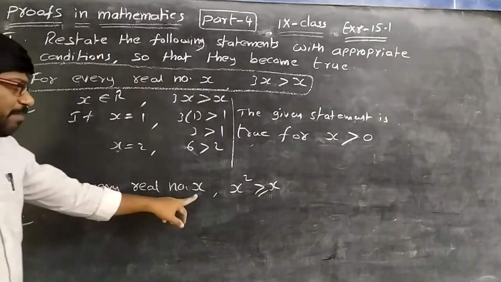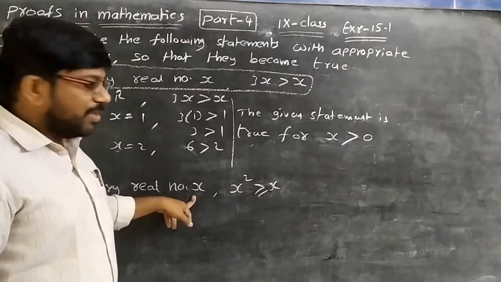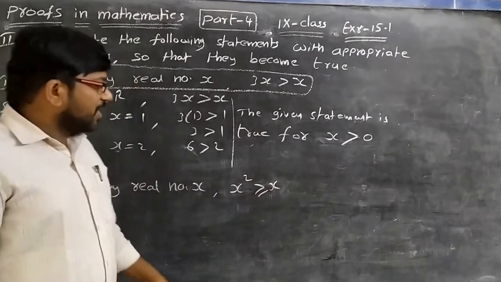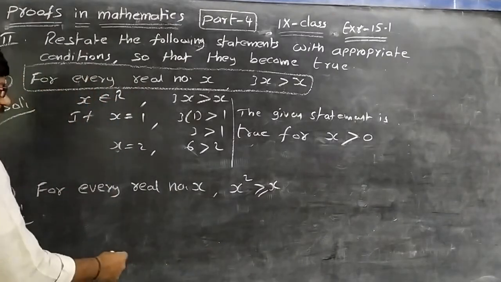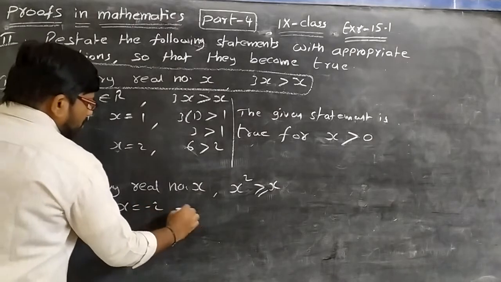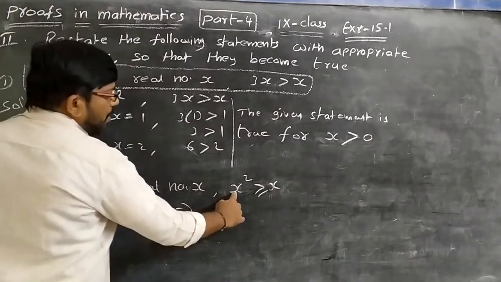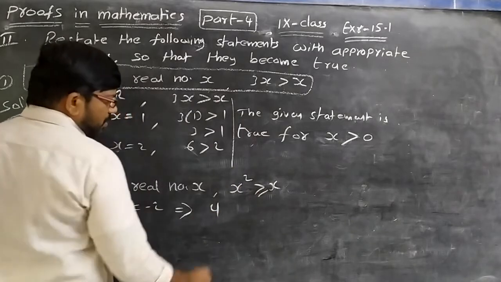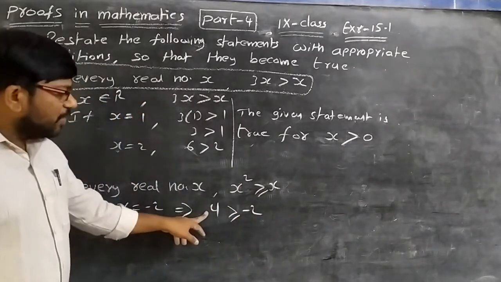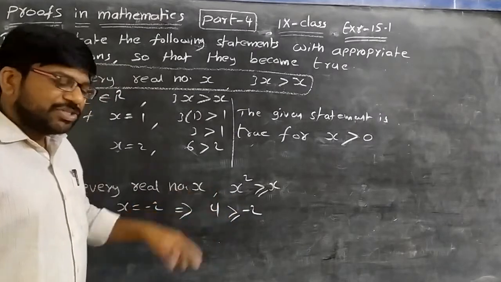For every real number x, x square is greater than or equal to x. Now take any x value, x is a real number. For example, x equal to minus 2. Substitute minus 2: minus 2 whole square is 4, greater than or equal to minus 2. So 4 is always greater than minus 2, correct?